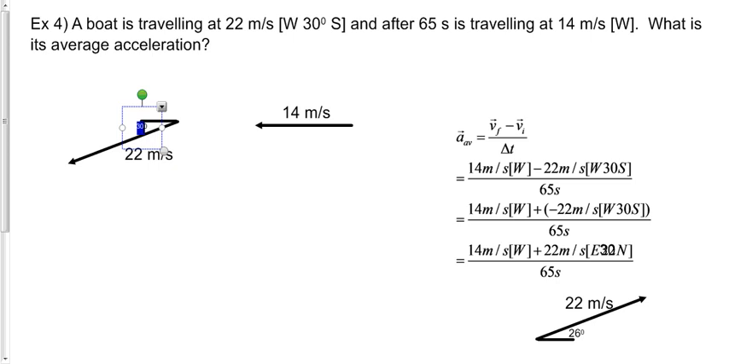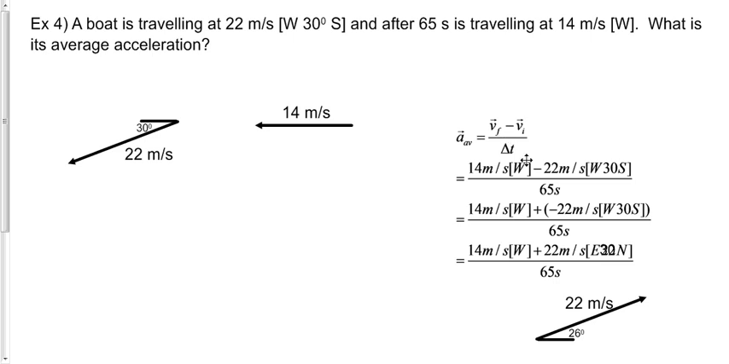And then the other one is going to be 14 meters per second. So it's traveling from this velocity to this velocity. So it's like we're heading this way, and then all of a sudden the boat swings to the right or to the north, and this is our final velocity. And again, I want to know the average acceleration.